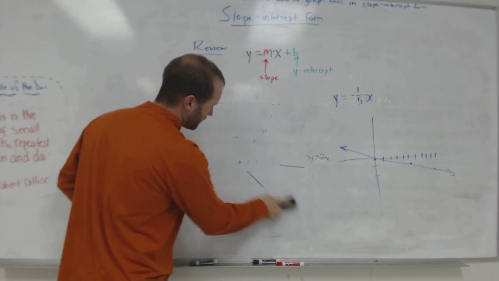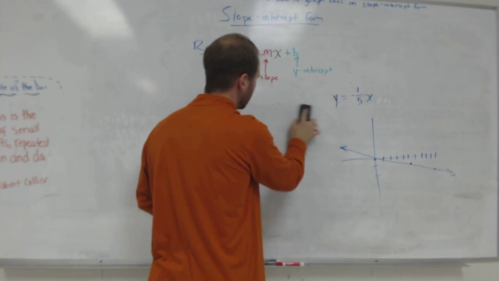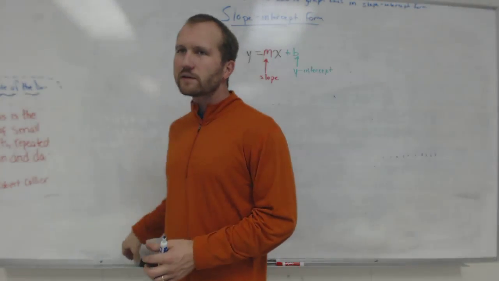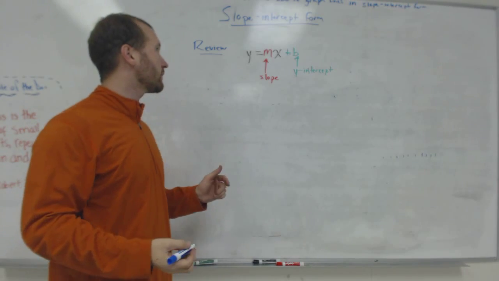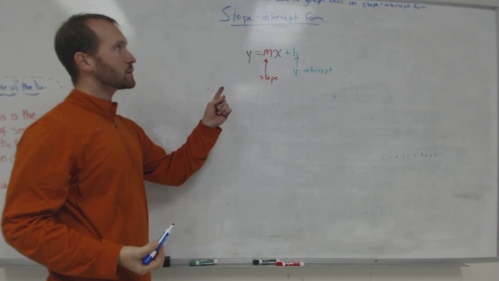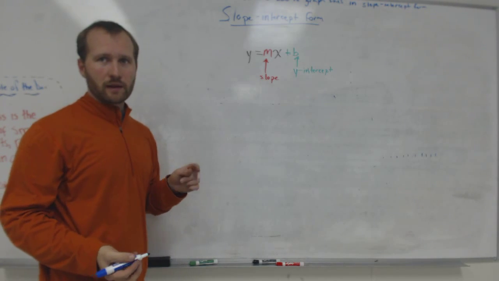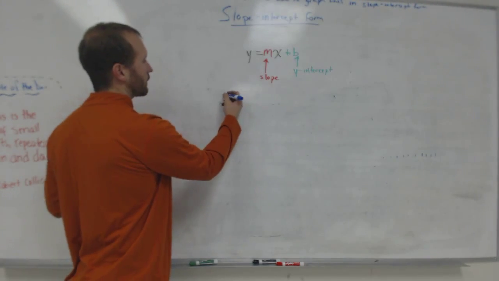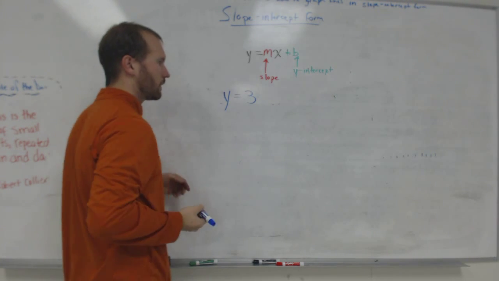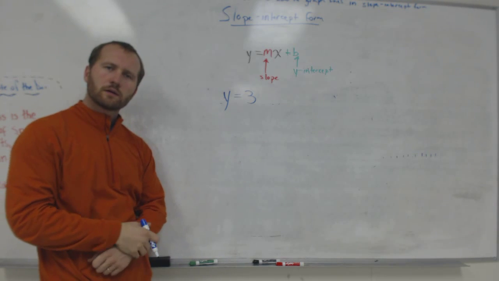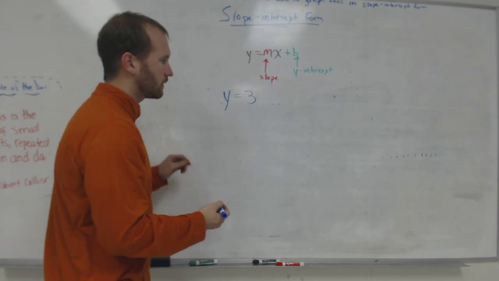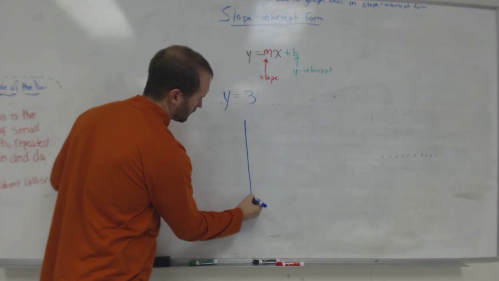Now, one more level of complexity. Actually, all of this has been reviewed, but this is now new stuff. This is something that we have not yet learned. Technically, the first one is still slope-intercept form, and then I'm going to show you something that's not slope-intercept form. If I just had y equals 3, it would be y equals 3 over 1 plus 0.